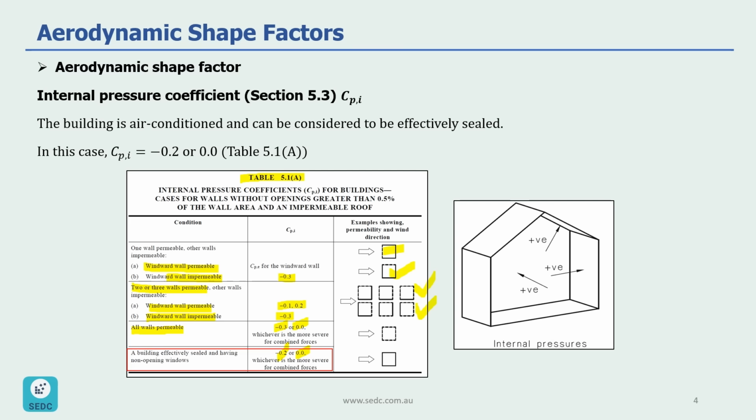So just to remind you again, for the direction of internal pressure on the inside of the building, if you look at this picture that you have seen in the earlier slides as well, where we say positive value, it means the wind is blowing toward the surface. So as you can see, three examples for the roof, for the wall, and for the rear wall.